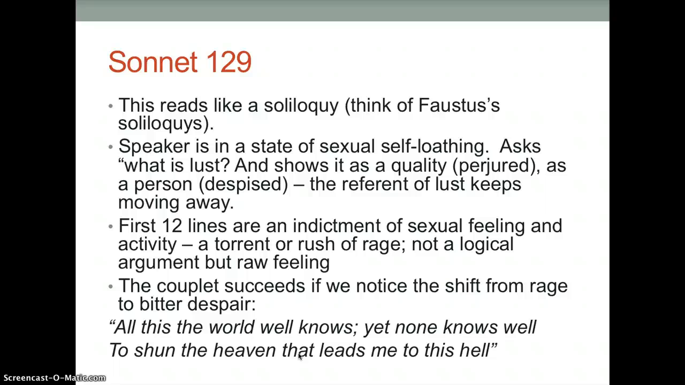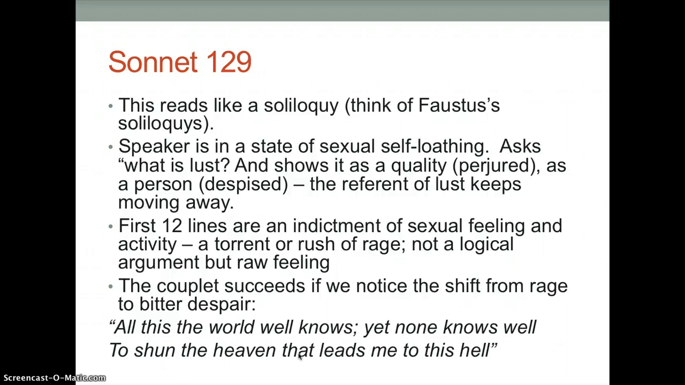The speaker is in a state of sexual self-loathing. He's questioning what lust is, and lust is many things. It's a quality when it's perjured. It's a person when it's despised. And the referent keeps slipping around. Lust is so many things. But this is a real sort of raw outpouring of feeling here.